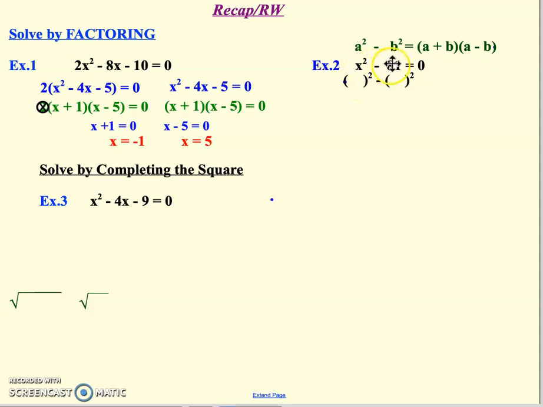What would I square to get x squared? What would I square to get 81? And the answer to that would be x and 9. When I do that, just in my head, I'm trying to figure out what I want to call the a and the b so that I can plug them into the pattern and solve.